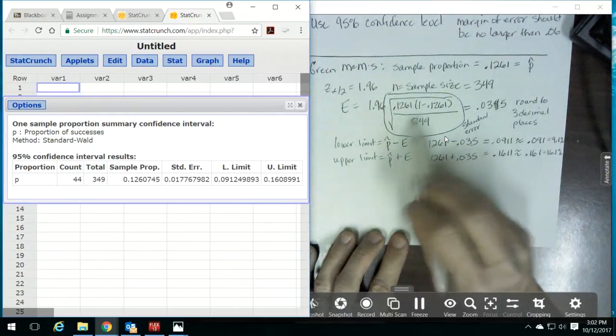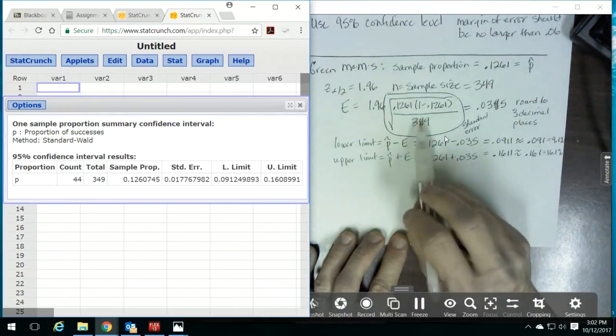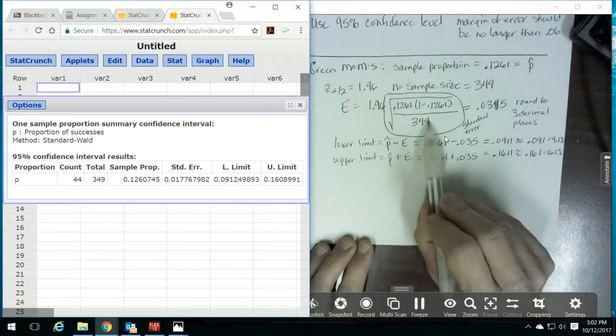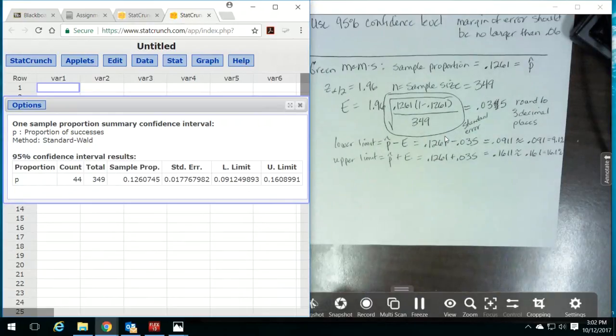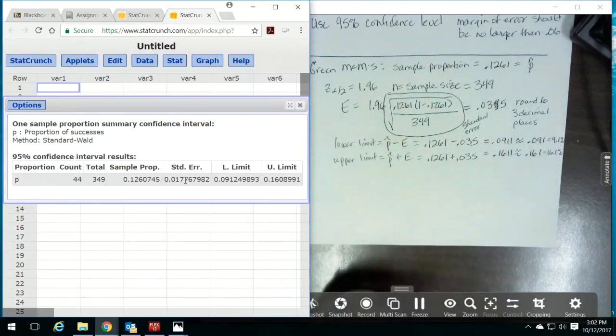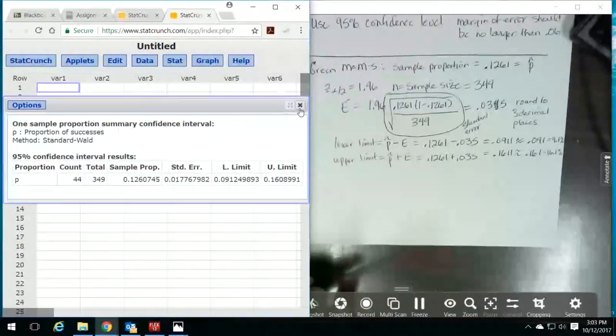So you could check yourself if you're trying to do this by hand and then check it with StatCrunch. If you just do this part of it, that should come out to be the same value they got for the standard error right here. And then to actually get your margin of error, you'd have to multiply that times your critical value. Okay, but this does come out with the same lower limit and upper limit that we found, the 0.091 and the 0.161. So that's just a way you can do it.